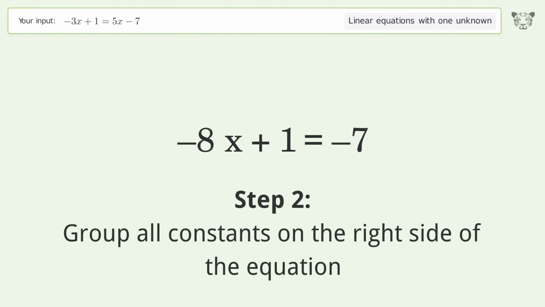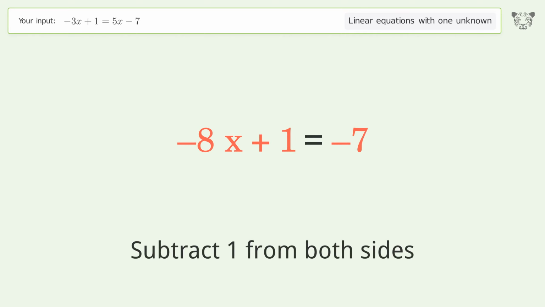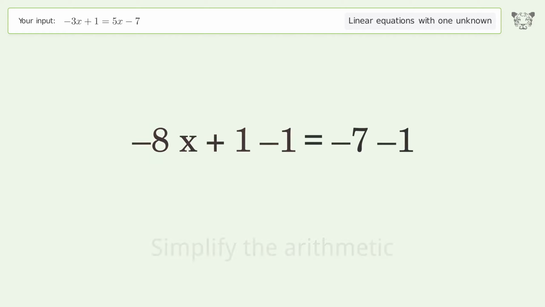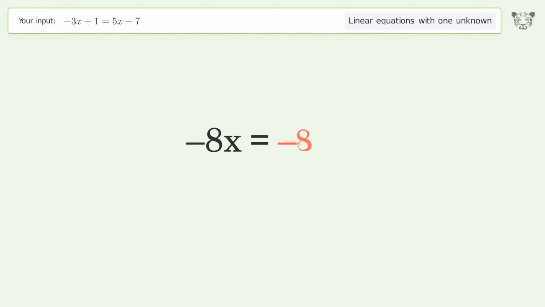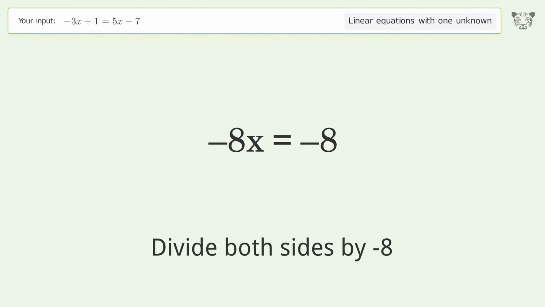Group all constants on the right side of the equation. Subtract 1 from both sides. Simplify the arithmetic. Isolate the x. Divide both sides by -8.